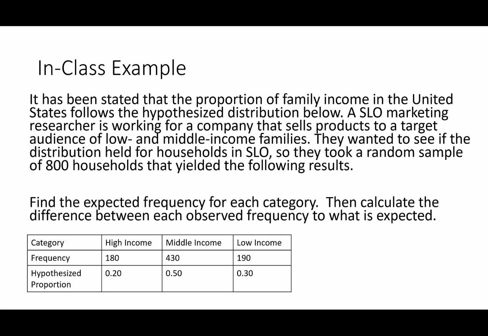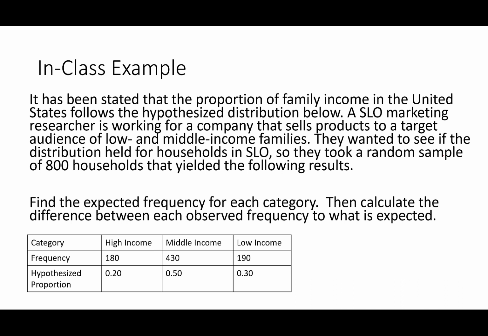Now let's go over a full example. So suppose a researcher in SLO wanted to test the hypothesized distribution of high income, middle income, and low income families. It's been stated that 20% of families are high income, 50% are middle income, and 30% are low income. And they're working for a company and they want to target their product to low and middle income families. So to do this, they can run a chi-squared test. We have three groups, high, middle, low, and we want to test the proportion associated with each.